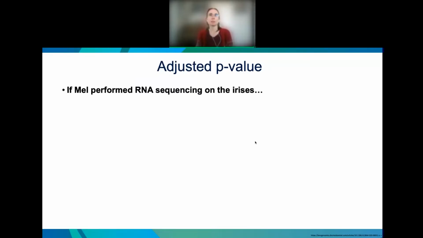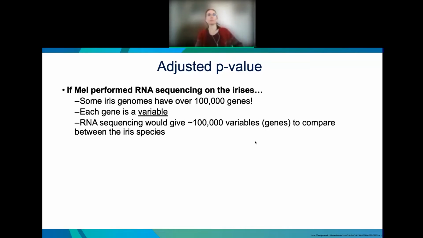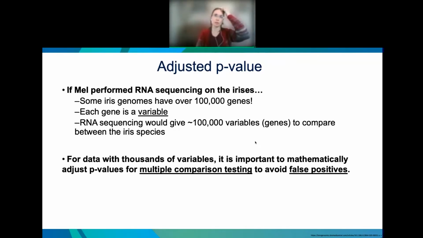So let's talk about adjusted p-value, which is a situation where we have multiple hypotheses that we're testing all at once in one experiment. So let's say Mel performed RNA sequencing on the irises. Well, some iris genomes, unlike human or mouse genomes, have over 100,000 genes. Each gene is a variable, which means that RNA sequencing would give 100,000 variables to compare between the iris species.